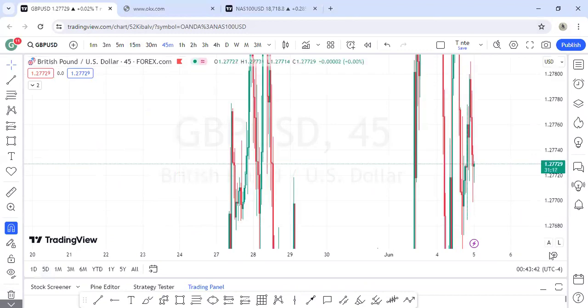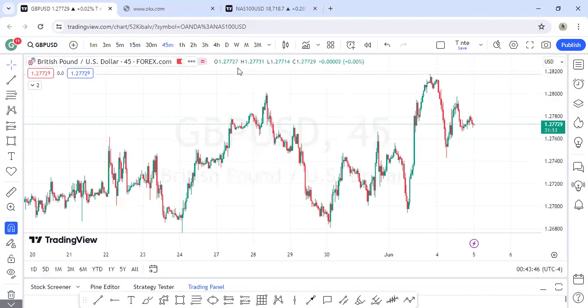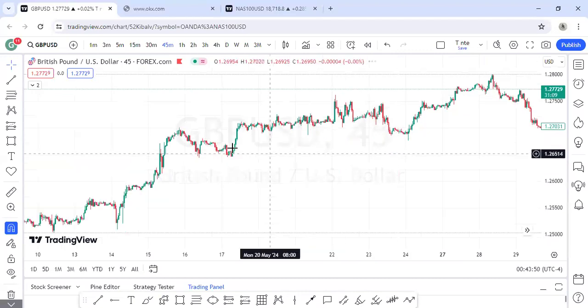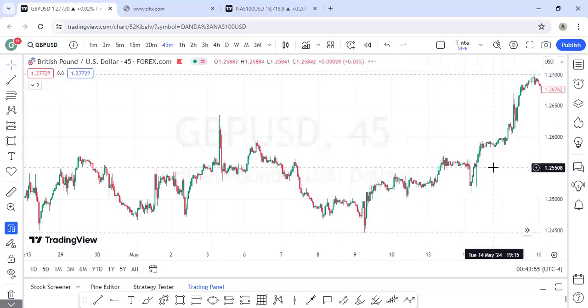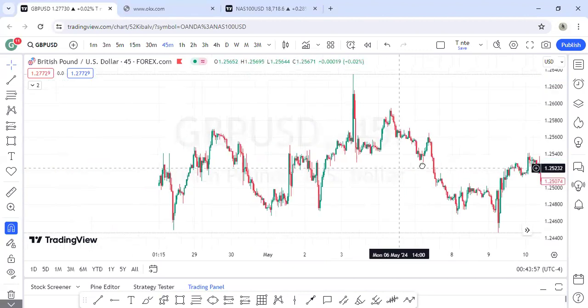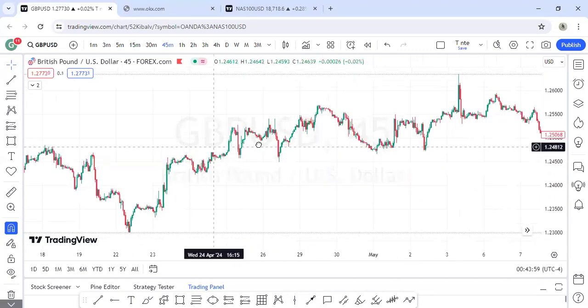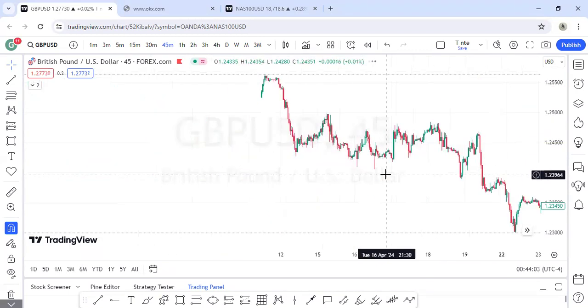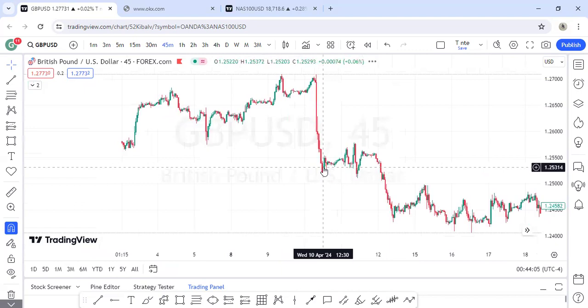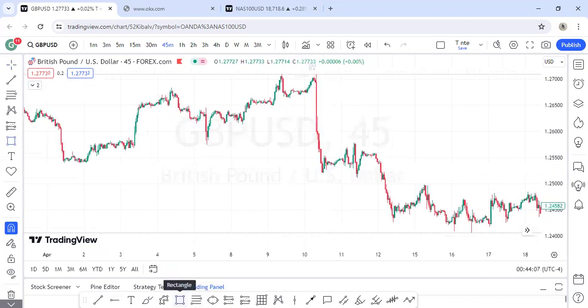All right, so this is a real chart now. This is the 45 minutes time frame. Let's begin. You can see how order flow is printing. Let's start from here. I want to go back very well. So you can see bearish order flow printing from here.